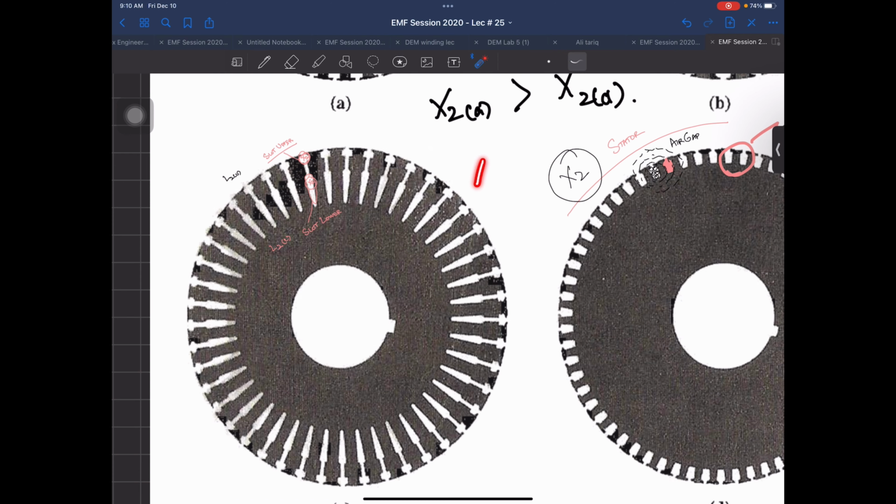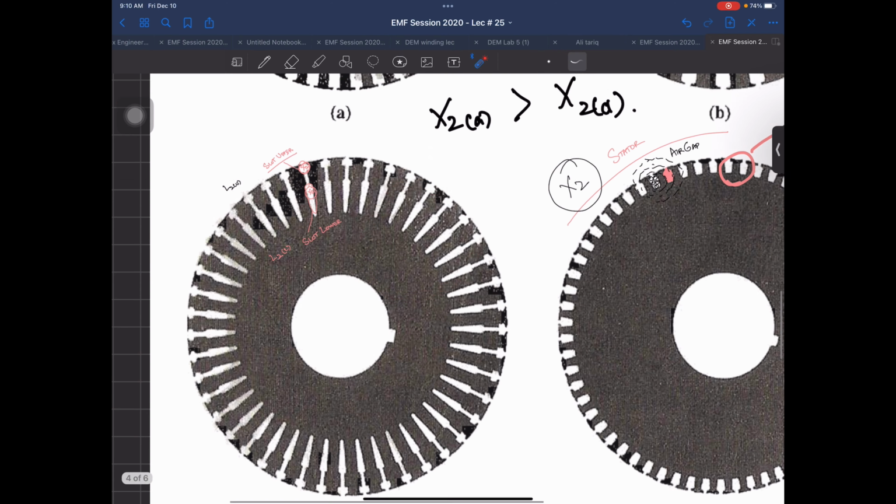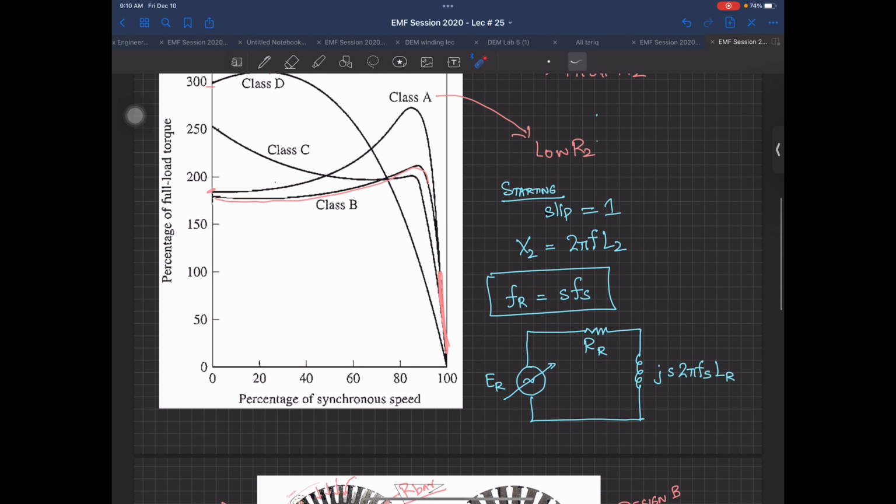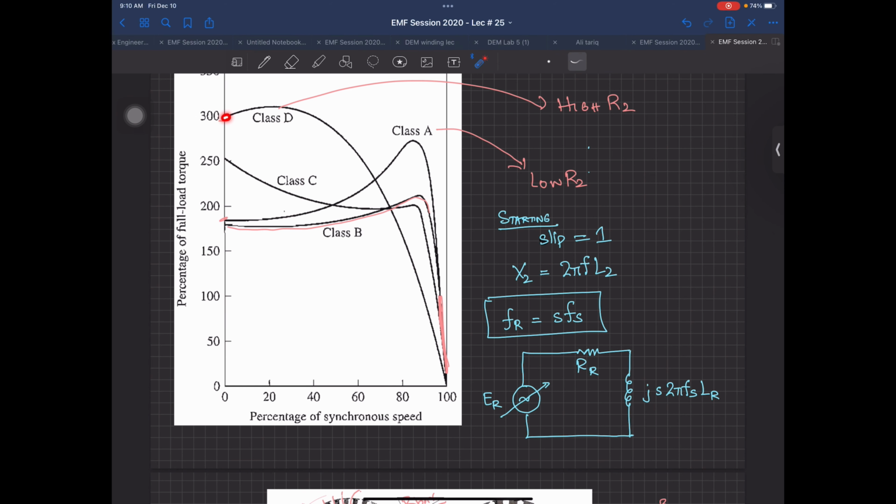So this time, when you plot the torque-slip curve of this one, you are going to get something like this. Now you can achieve class D over here. It's still better, but not just as class A or class B. But you are getting a very good curve. It could have been something like this, starting from here.